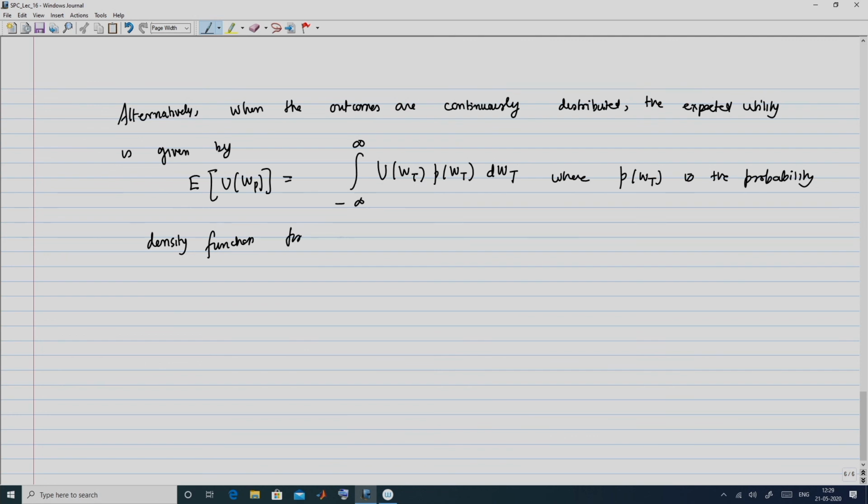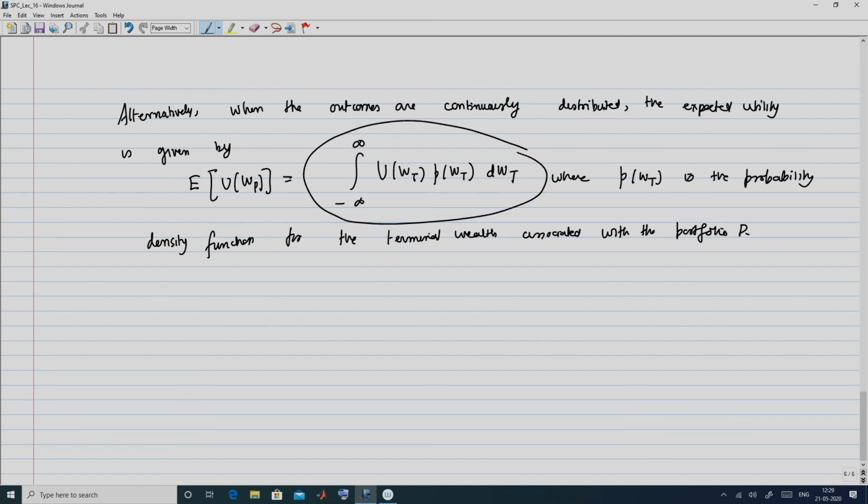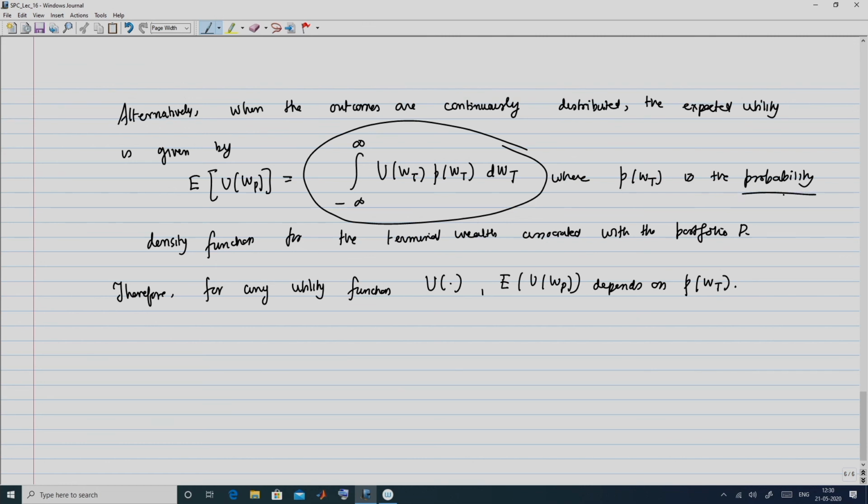for the terminal wealth associated with the portfolio P. So, this is nothing but just the continuous definition of the expectation of a random variable. So, I can say that therefore, for any utility function U of W, E of U of W p depends obviously on P of W t, the probability density function.